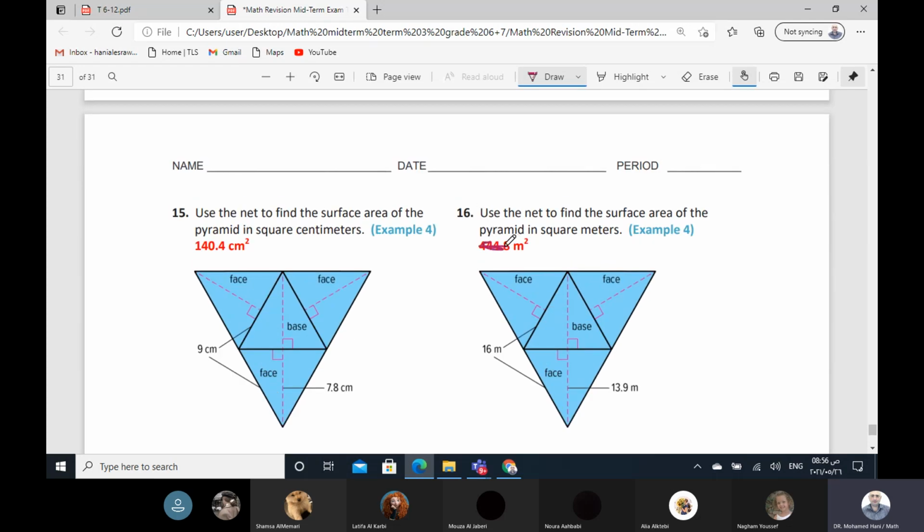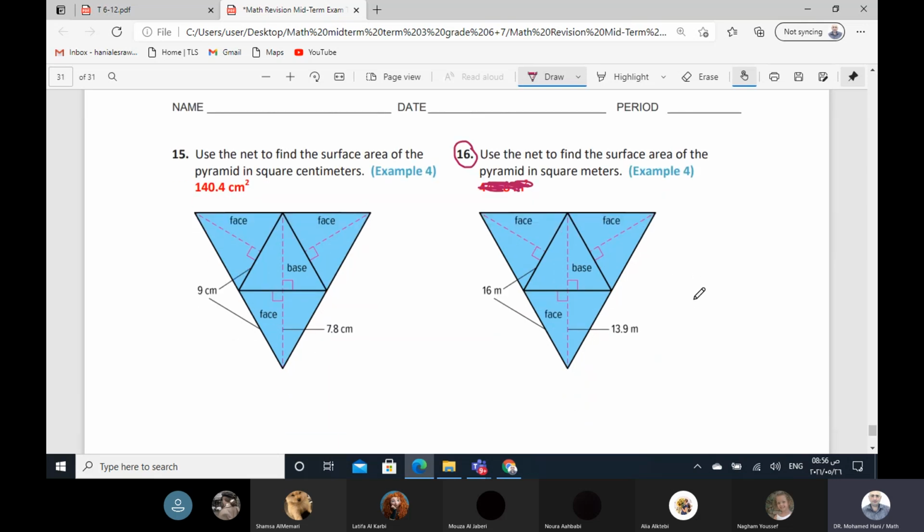For example, exercise number 16: use the net to find the surface area of the pyramid in square meters. I want all of you to read the question again and focus on the figure. Then tell me what the surface area is here. Tell me your answer. Start, please.